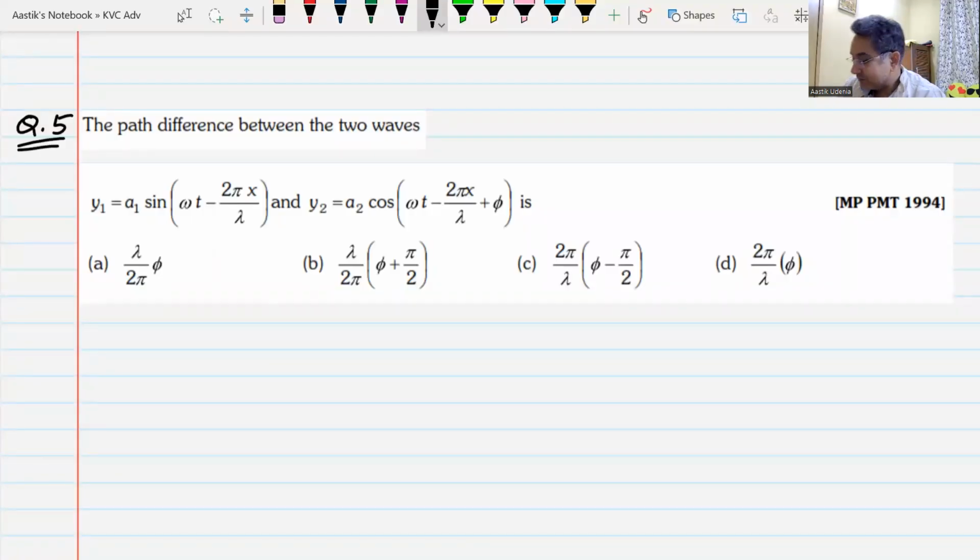So, my dear friends, one wave is given in sine, the other wave is given in cos. So, first of all, what you got to do? Change the second equation to sine. So how do I change it? I write pi by 2 plus. Yes or no?